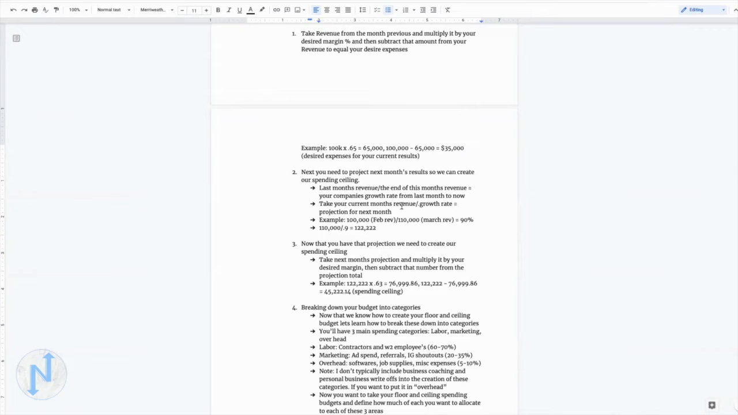Okay, here's an example, and this isn't 100% accurate, right? There's variables, but this is relatively pretty accurate. You'll never get the projection exactly. A projection is a projection, right? So a projection can never be 100% accurate, but it will get you relatively pretty close.